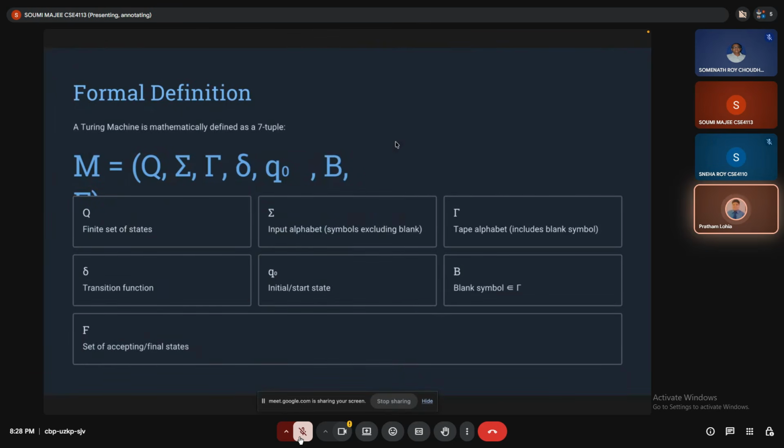So, sir, this is the formal definition of a Turing machine. All the symbols are given here. M is equal to the tuple, where Q is the finite set of states. Then sigma is the input alphabet, which is the set of symbols excluding blank. Then gamma is the tape alphabet, then delta is the transition function. Then q naught is the initial or start state. Then B, which is also in the tape alphabet, is the blank symbol. And F means the set of accepting or final states. So please change the slide.